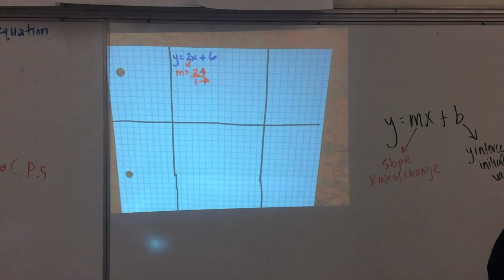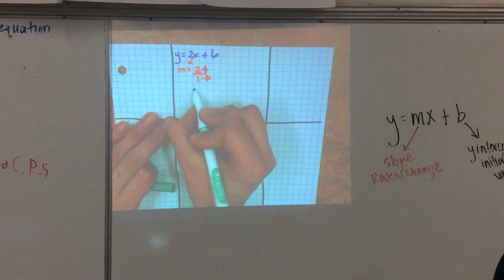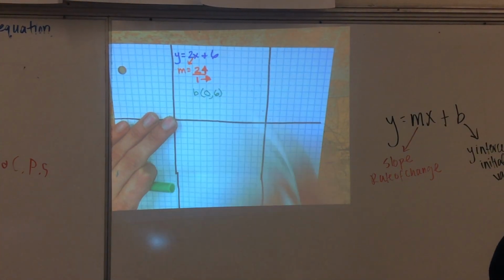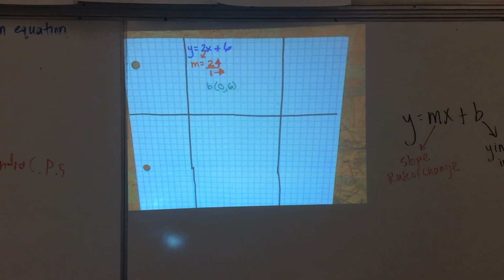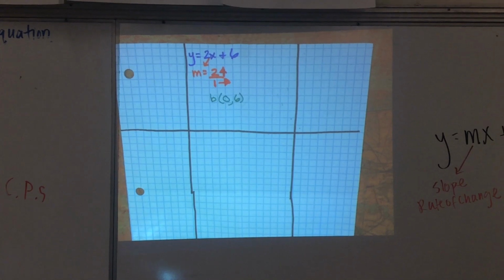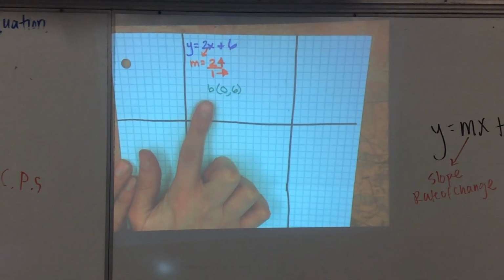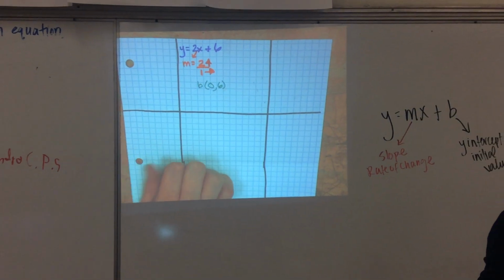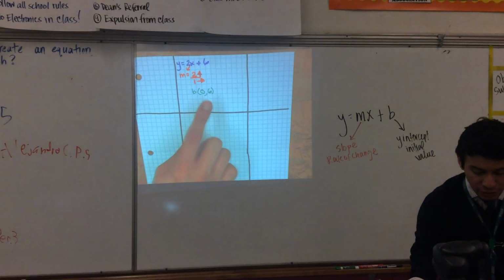We know that this number, this 6, is called your B, or your y-intercept. And we already learned in class that we write it as (0, 6). So this is kind of like your directions of how to graph, okay? So now, here we go. The reason why this is called B is because that's where we're going to begin the graph. We're going to begin the graph at (0, 6).